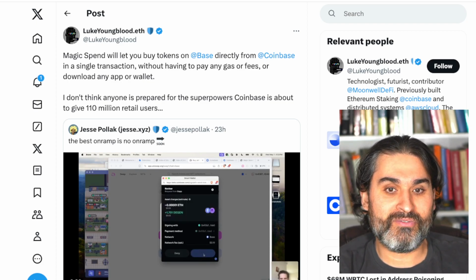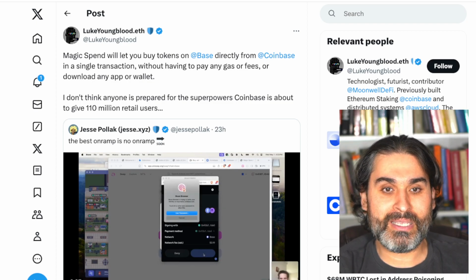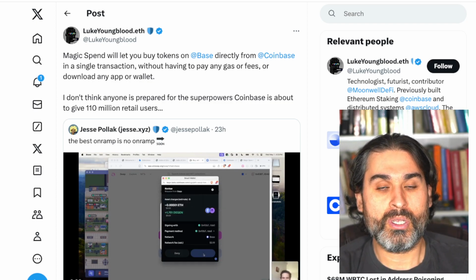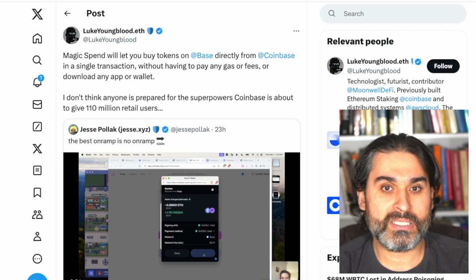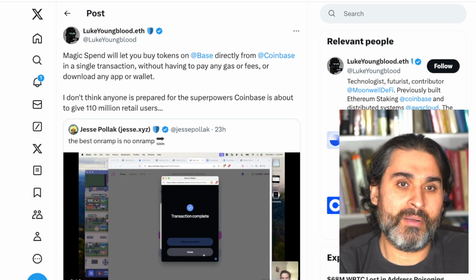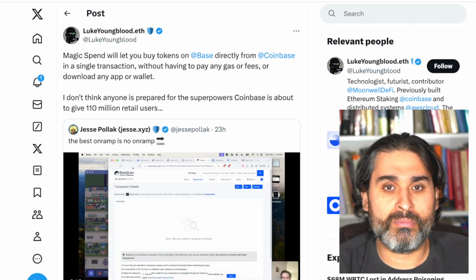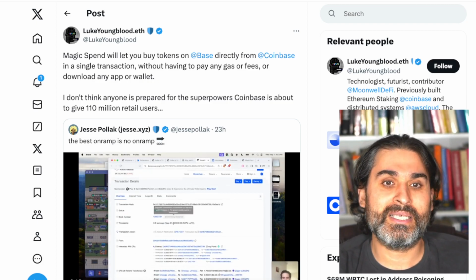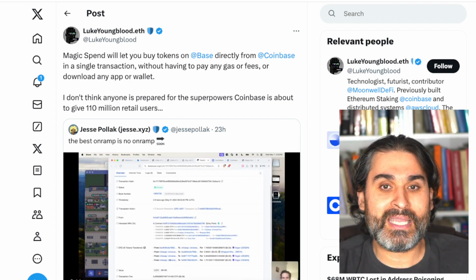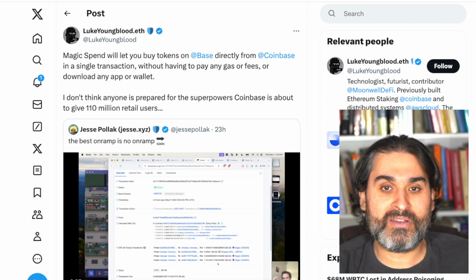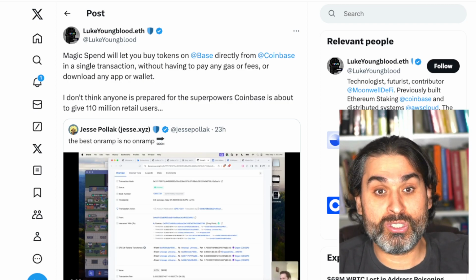So here we have Jesse Pollak saying the best on-ramp is no on-ramp. This is a new wallet style that will let you link your assets from Coinbase and bring them on chain. Luke Youngblood says Magic Spend will let you buy tokens on Base directly from Coinbase in a single transaction without having to pay any gas or fees or download any app or wallet. I don't think anyone is prepared for the superpowers Coinbase is about to give 110 million retail users.